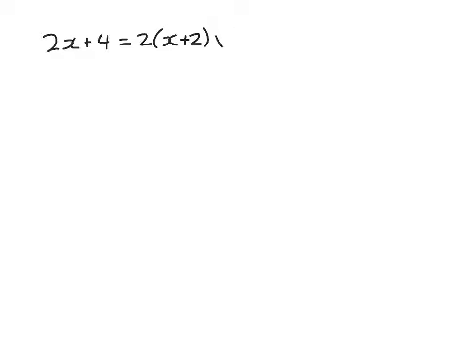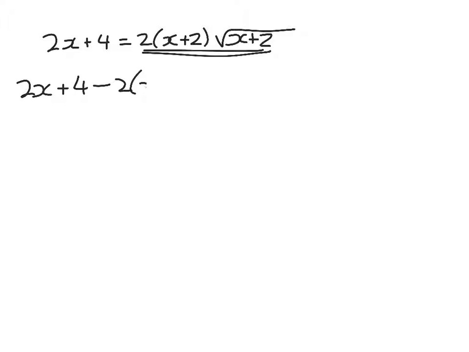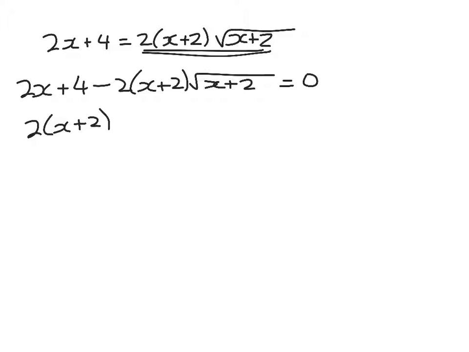So we could square both sides, but we're not going to do that. What I'm going to do instead is to subtract the right hand side from both sides, and notice that I've got a common factor. Okay, and the common factor is 2 into (x plus 2). Now I get 1 minus root (x plus 2) equals 0.